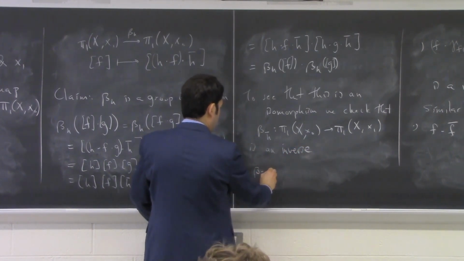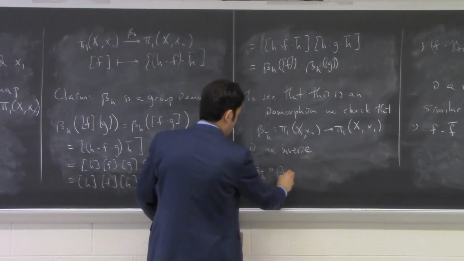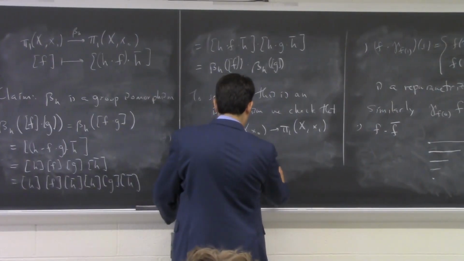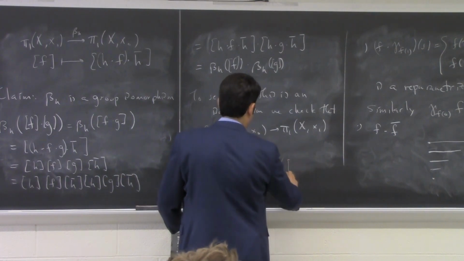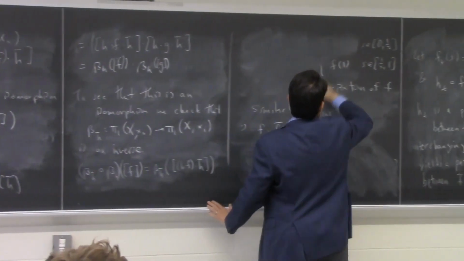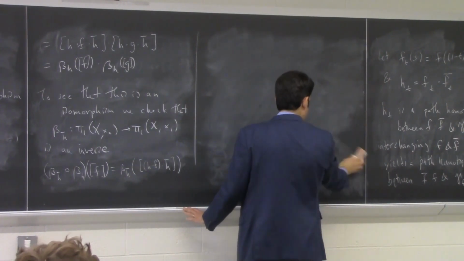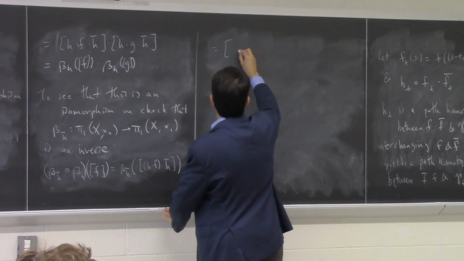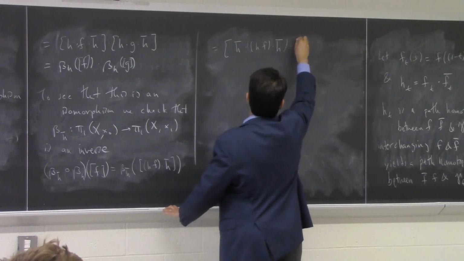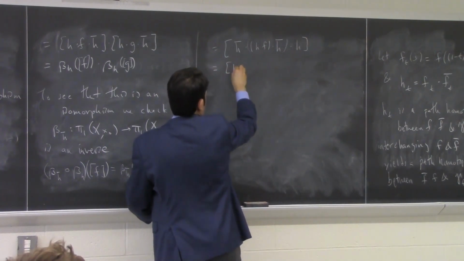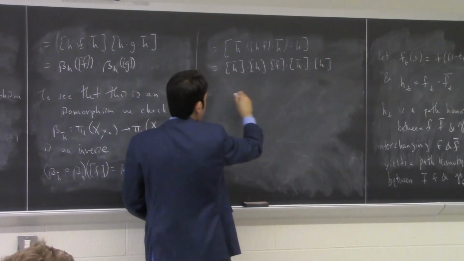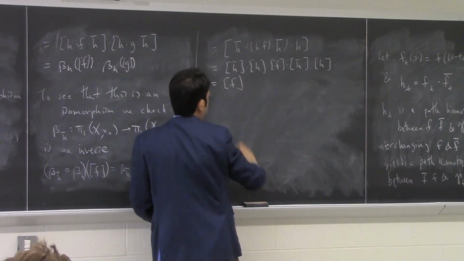So beta h bar composed with beta h of the homotopy class of a loop f is equal to beta h bar of h dot f dot h bar, so that's h bar dot h dot f dot h bar dot h, and we know that this is the same homotopy class as the concatenation of the homotopy classes, and then these guys cancel, and you get f.